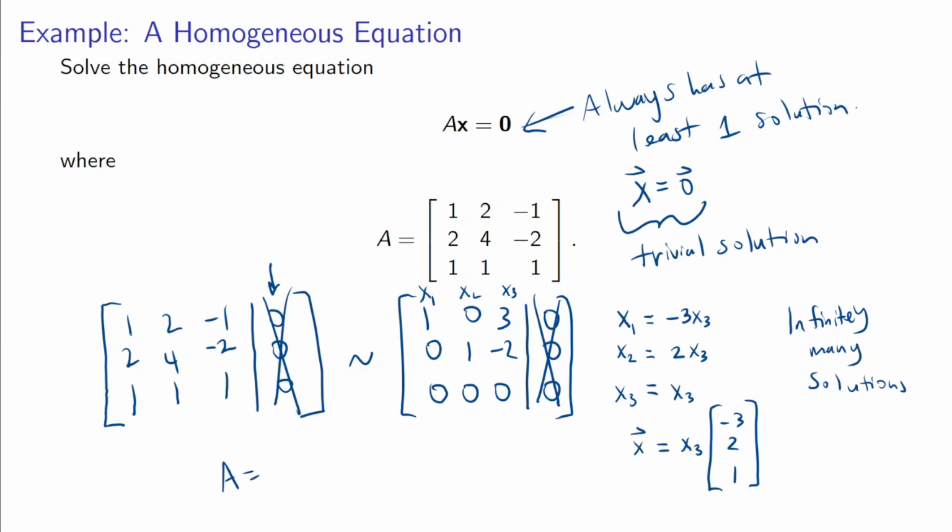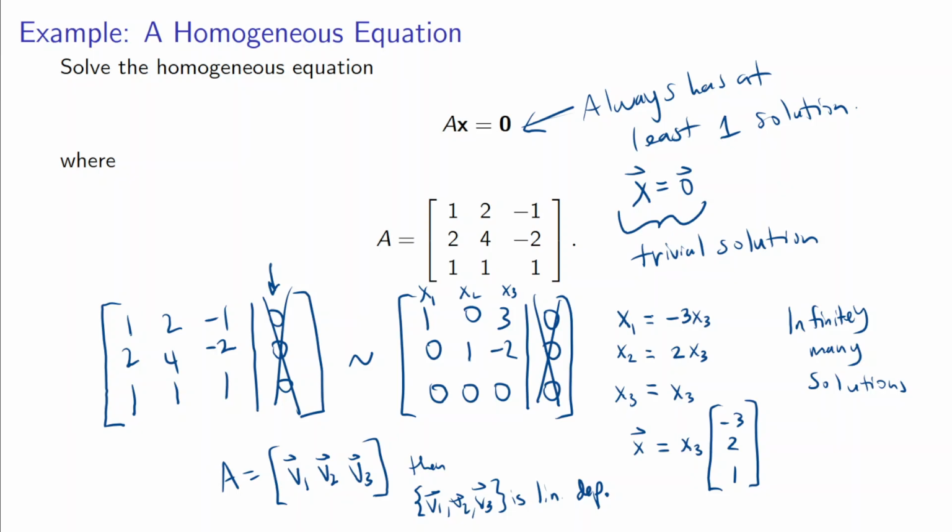So if we say that A equals the matrix with columns v1, v2, v3, then this set v1, v2, v3 is linearly dependent. That's another thing we can tell from this work here. In particular, we can actually come up with a linear combination of v1 and v2 that gives us v3.